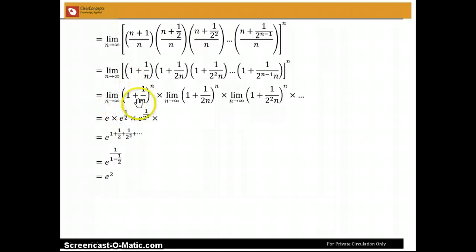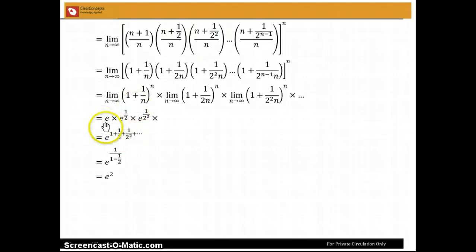And now we split it into separate limits because the limit of a product is the product of limits. Please note we don't end it here because n is tending towards infinity. So it's not like we have a fixed number of n terms. We have infinitely many terms, so we will just see what pattern we are getting. The first limit would be limit n tending to infinity (1 + 1/n)^n. The second one is limit n tending to infinity (1 + 1/2n)^n. Third one, etc., etc. And now we can apply the standard result.